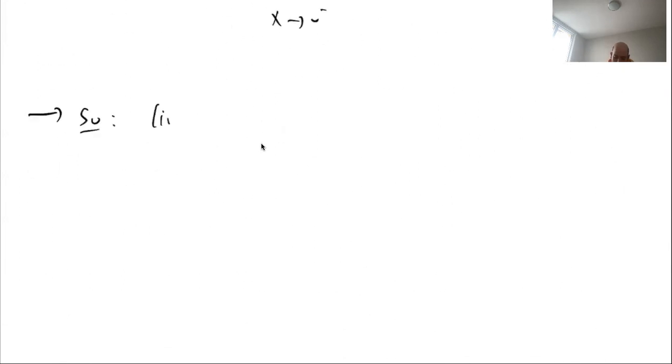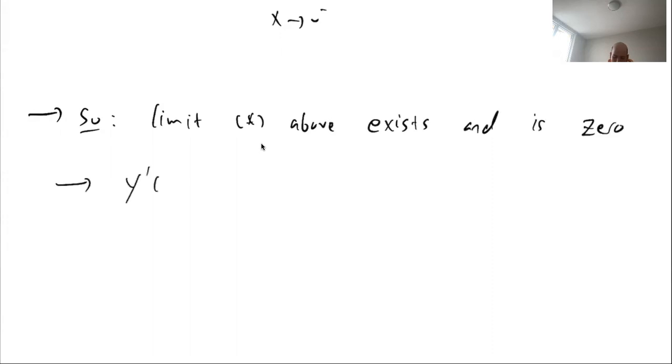So the limit star above exists and is 0. So y prime of 0, or y prime at x equals 0, which is the same as y prime at x equals 0.